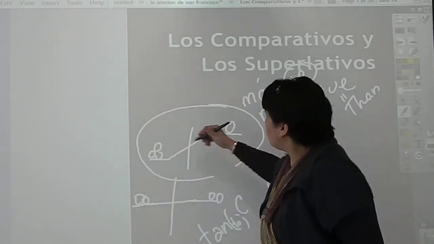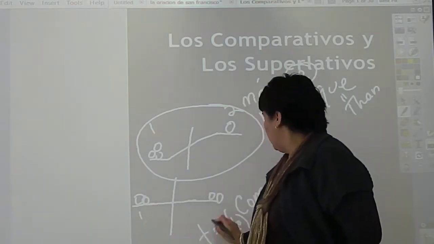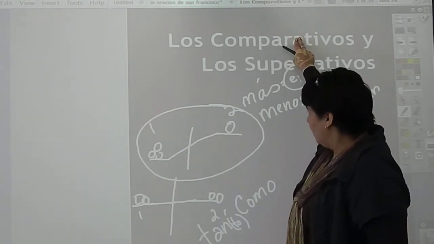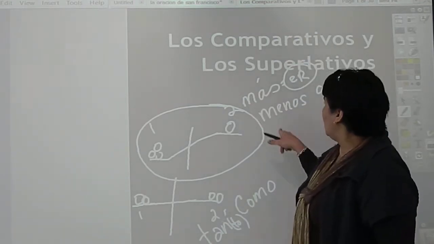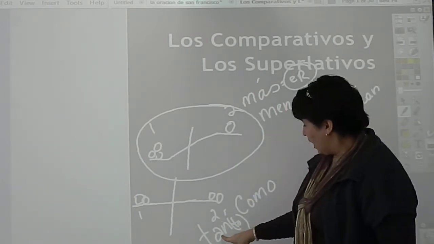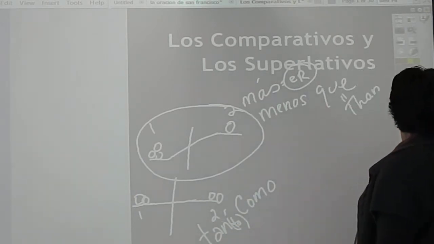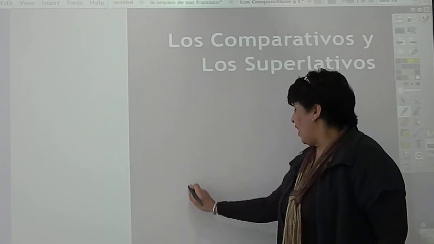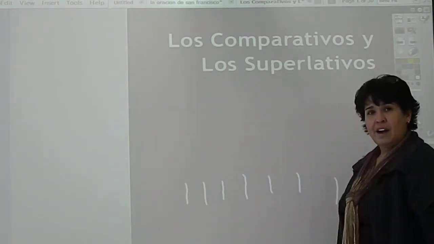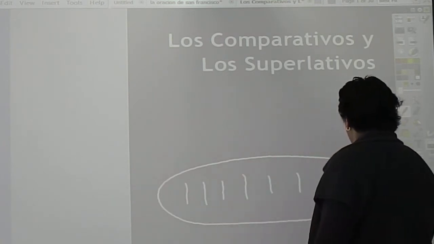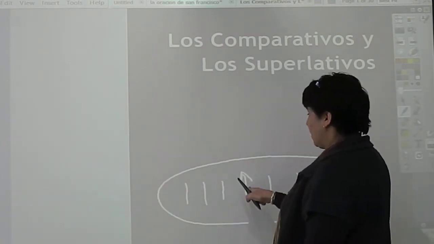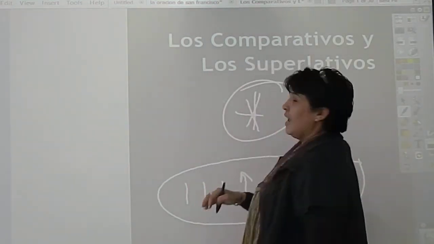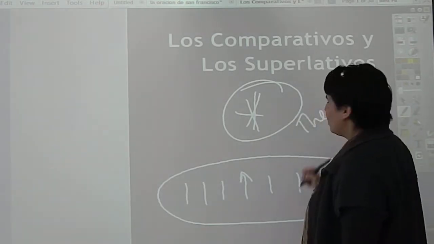So when you have two things, 1, 2, and you're comparing these two things, these are called comparatives. Okay? If they're unequal, you use más or menos. If they're equal, you use tan and como. So what the heck are superlatives? Superlatives are, you have a lot of things. And of all these things, this guy is the best, and he gets pulled out. And now he's the best.